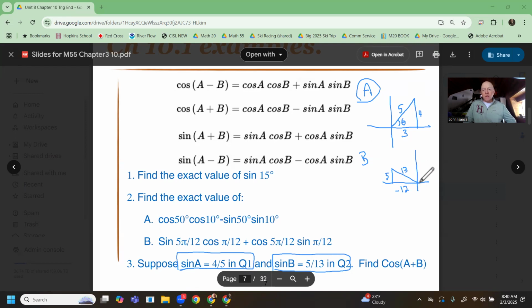Now you can read, here's theta. You can read, in fact, theta is B. And theta here is A, the first one. So you can read sine, cosine, tangent, whatever you want out of those triangles. It wants us to find cosine A plus B. So we're going to use this equation.